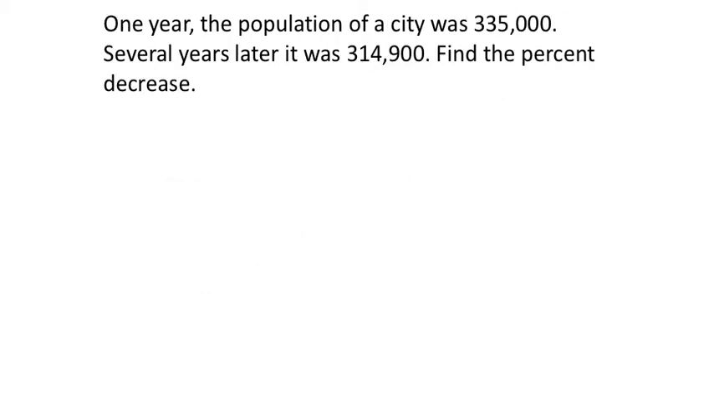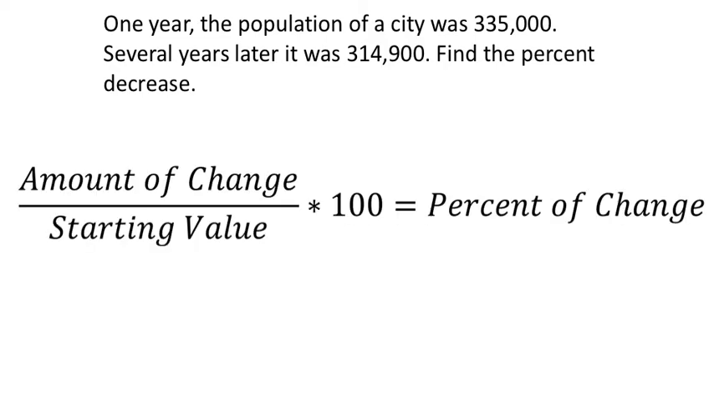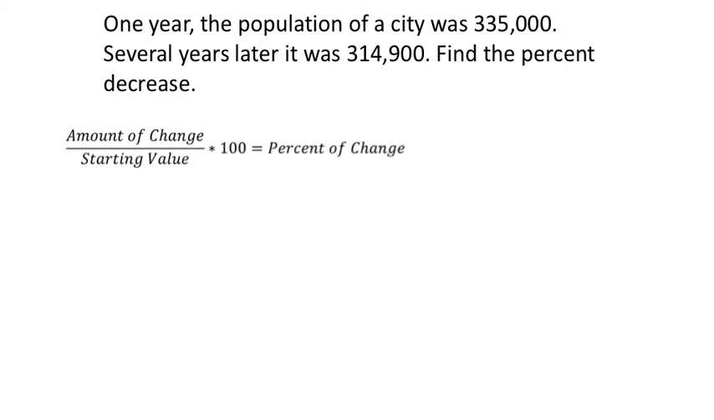One year, the population of a city was 335,000. Several years later, it was 314,900. Find the percent decrease. And this one's telling us that it is a decrease because we see it started at something higher than where it ended. Very generous of them, although we didn't necessarily need it. But now that we have it, fair enough. We now know it's a decrease, right? Now, a percent decrease is a percent of change, just specifically in the negative direction, in the downward direction.